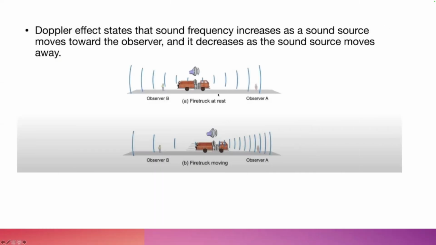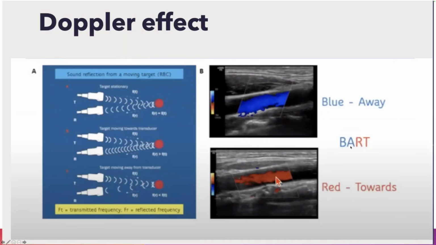The sound frequency increases as the sound source moves towards you, the observer, and it decreases as the sound source moves away. So the frequency that is coming to your side is increasing, and the one that is going away from you, the frequency is decreasing. The way we remember it is just by the acronym BART. So blue away and red towards.